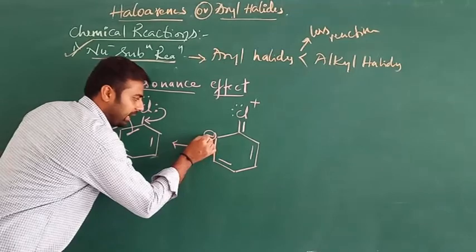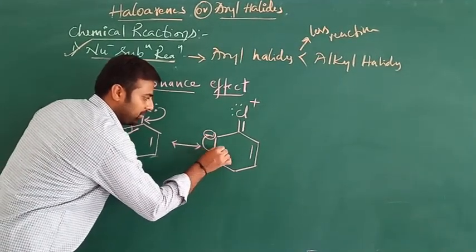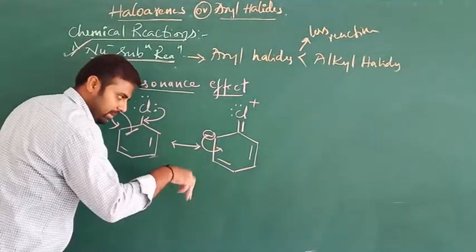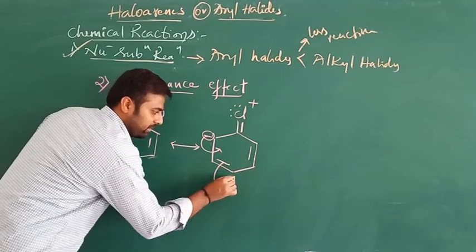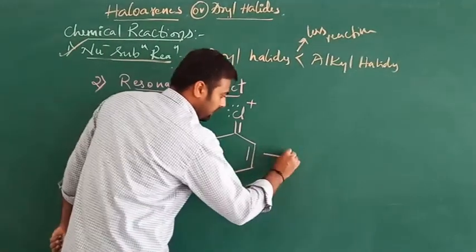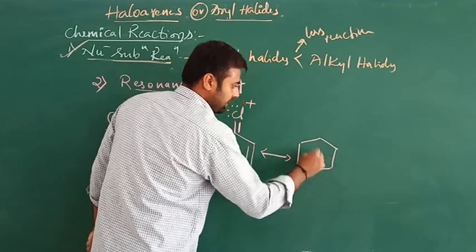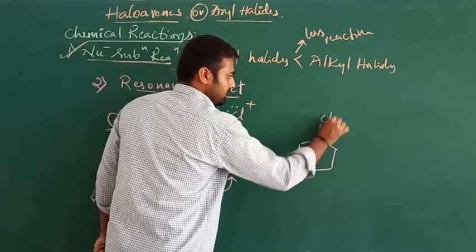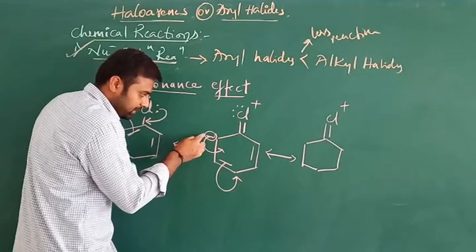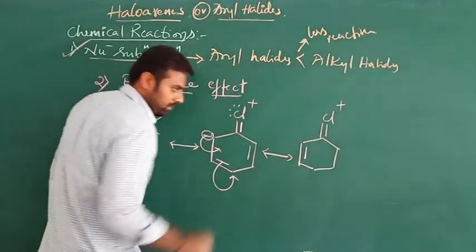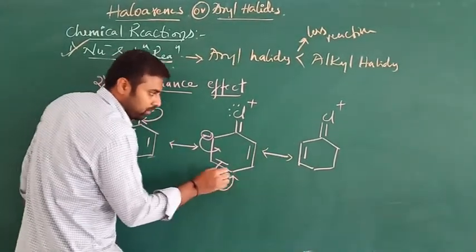This pair of electrons again moves to this position and forms a bond, and this pair of electrons again moves to this position and gives another resonance structure, right? Cl plus. When this pair of electrons moves to this position, that will form a bond. This pair of electrons will move to this position.